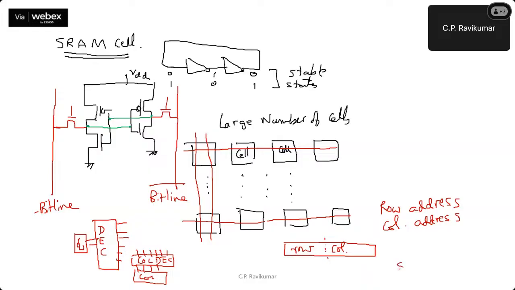Okay, so there are a lot of things inside a memory. We have the cell array, then row and column decoders. We have sense amplifiers, and we have some additional circuitry for pre-charging the bit lines. So there are a lot of such circuits inside the memory.